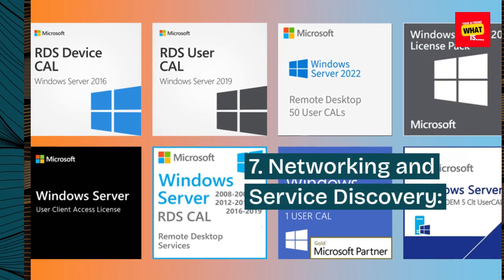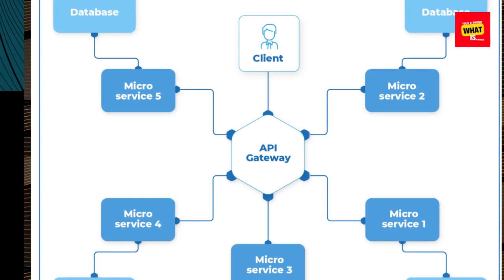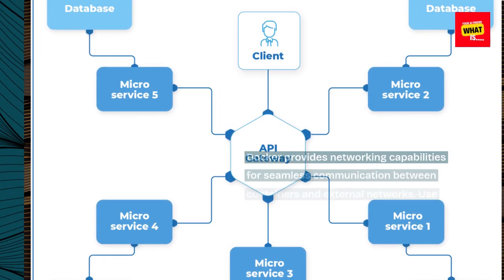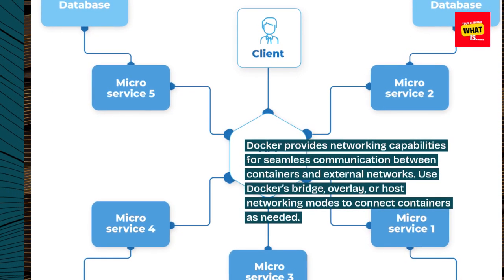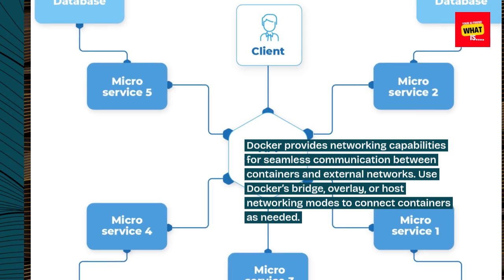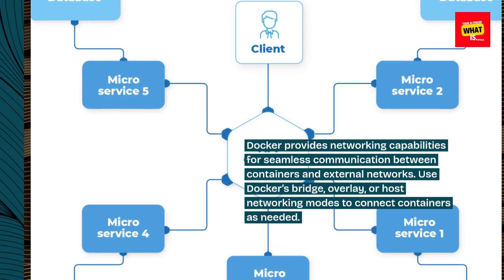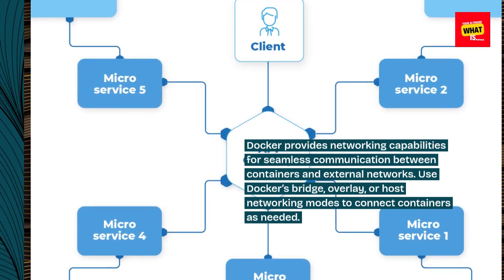7. Networking and service discovery. Docker provides networking capabilities for seamless communication between containers and external networks. Use Docker's bridge, overlay, or host networking modes to connect containers as needed.